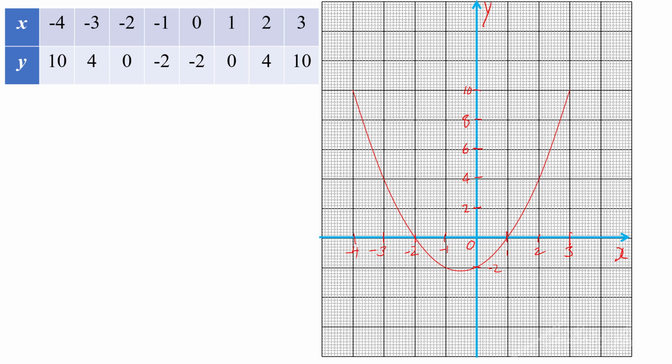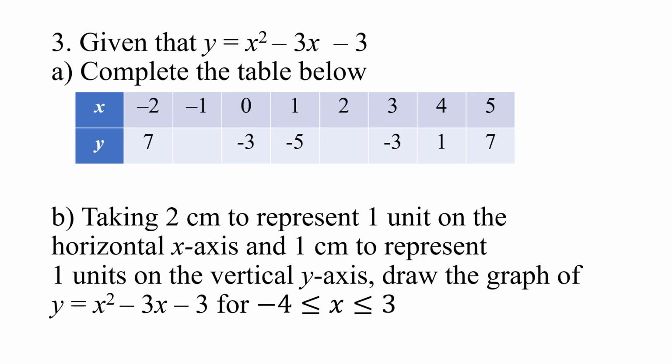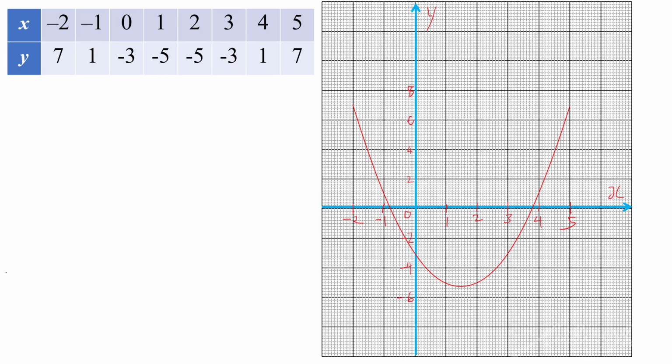On to the last question. Again, the format is the same. We give you the function, ask you to find 1 or 2 values of y, then plot the curve. Again, the idea is the same. Try it out yourself, and it should look something like this. Alright, I hope that you have enough practice to be confident of drawing out the graph yourself.